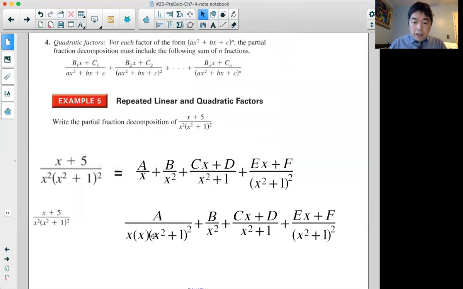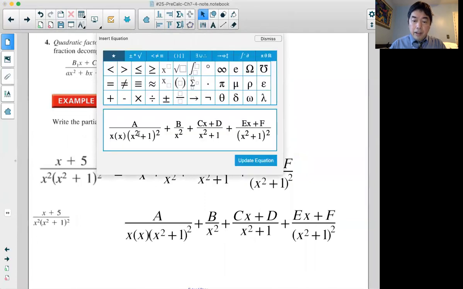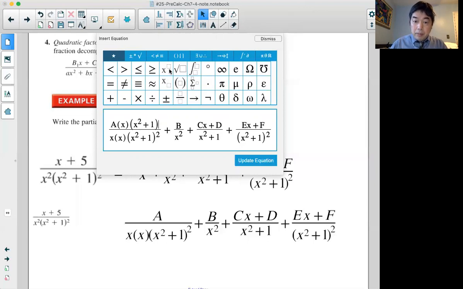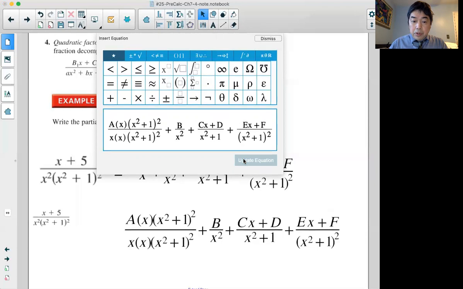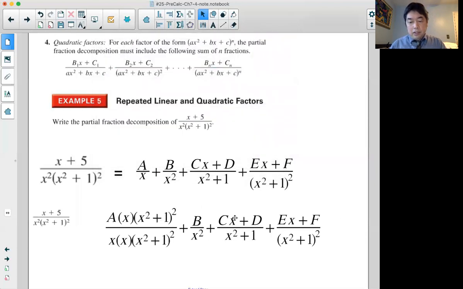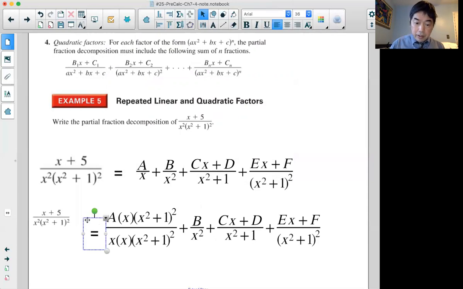When you write down this, you have to multiply exactly the same thing here to make it equivalent to this expression. So you write down here Ax, x squared plus 1, and to the second power. You do this process to here. Okay, so it's kind of a long process. So let's see. Now it has a common denominator. Same thing on the left hand side. I put the equal sign here.